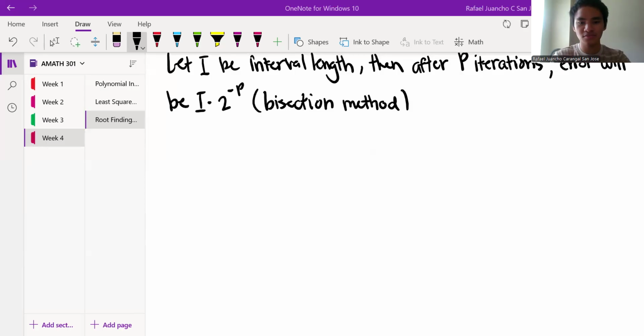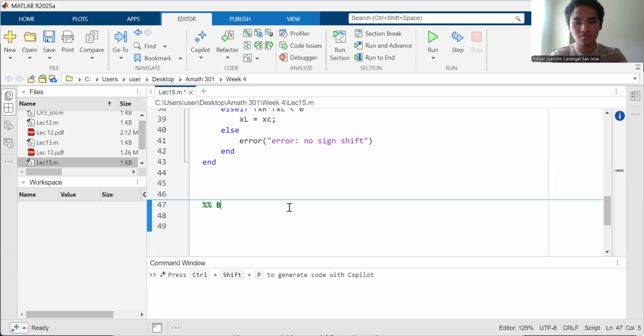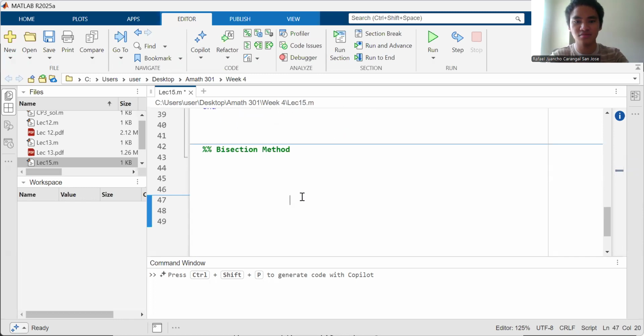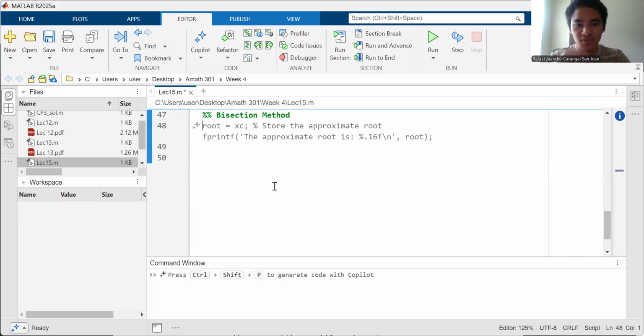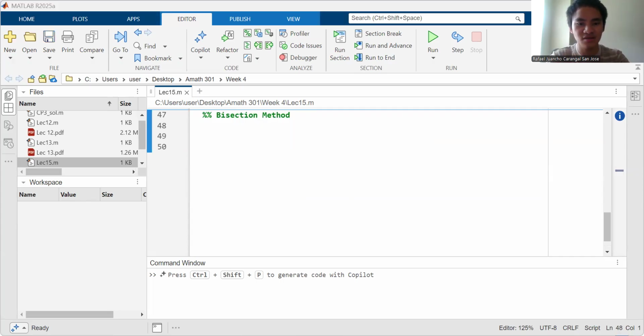Okay. So I'm just gonna run a specific section here. I'm gonna stop sharing this and go to my MATLAB, and it should work. So in MATLAB, if we were to apply this bisection method, what we're gonna do here is apply it, obviously.